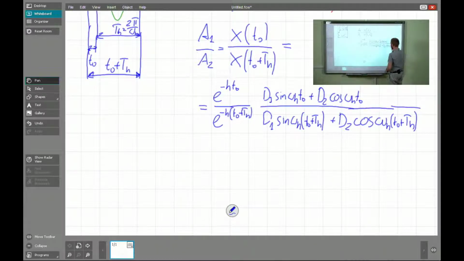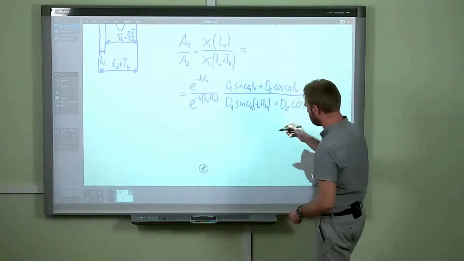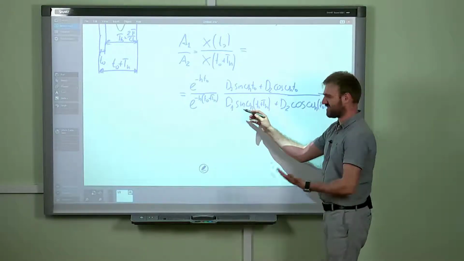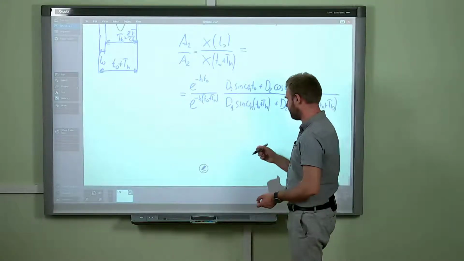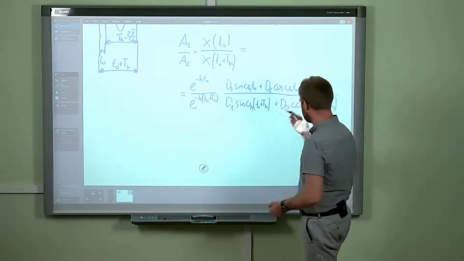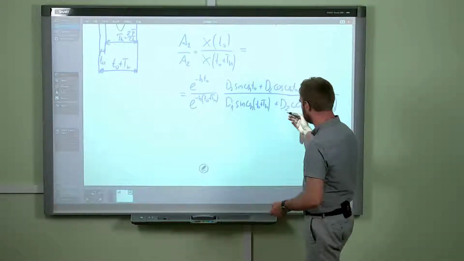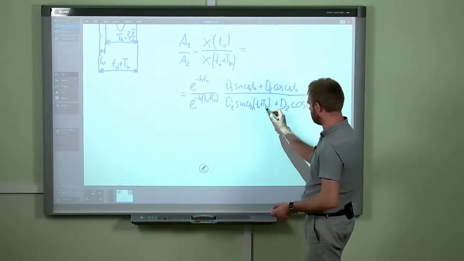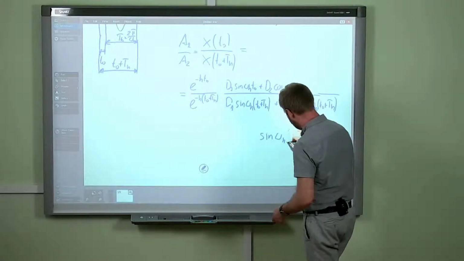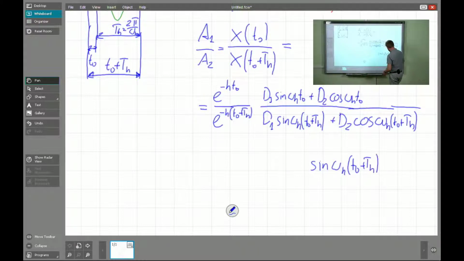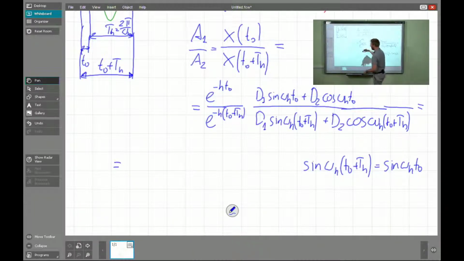Okay, what can we say about that? It's visible that we have the sine function after one period, and also the cosine function after one period. We know that sine and cosine functions take the same values at a distance of TH. It means that sine or cosine of omega_h (T0 plus TH) is exactly the same as sine omega_h T0. We can apply that formula and we get something simpler.